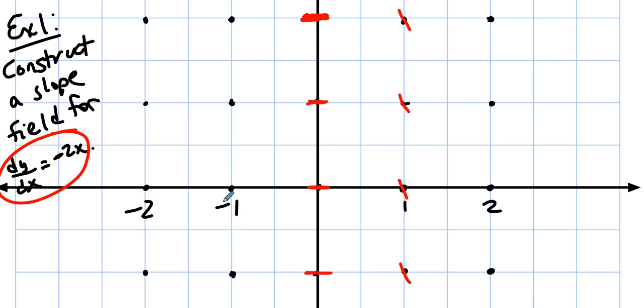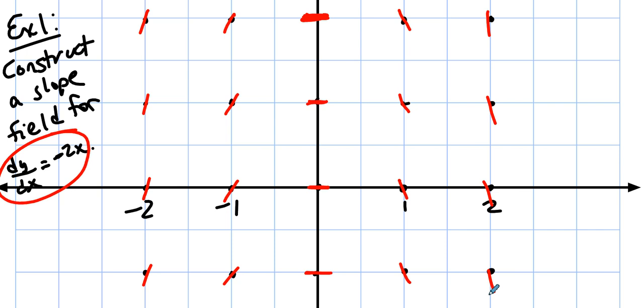Everywhere the x value is negative 1, the slope is positive 2, so we play the same game over here with slopes of positive 2. That's about a slope of positive 2. And so then we just finish it up over here and over here. Slopes at negative 2 are positive 4. That's really big. And this is negative really big. This is what we call a slope field.